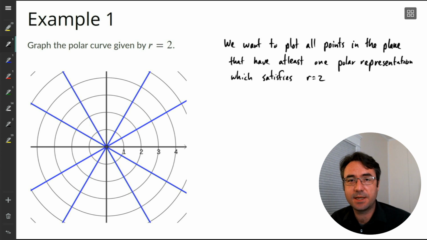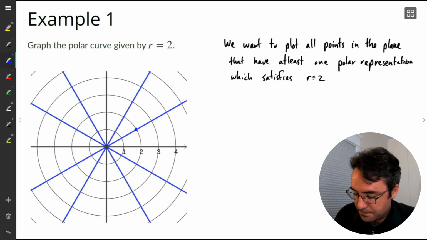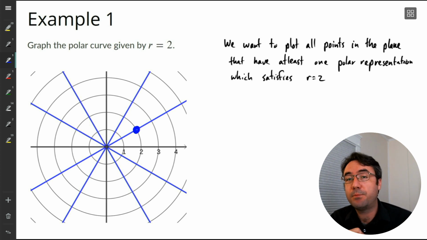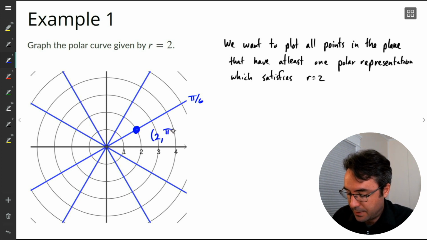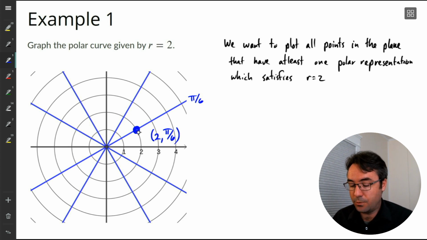All right, so let's think about one example here. Let's look at this point right here. What's a polar coordinate representation for that point? Well, this is the ray pi over 6. So a way to describe this point is 2 comma pi over 6. So yeah, this point would fall on our polar curve. What are a few other representations for this point?